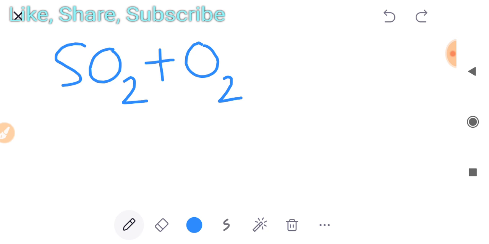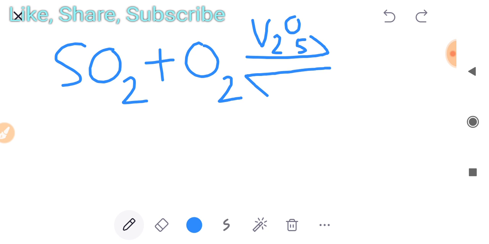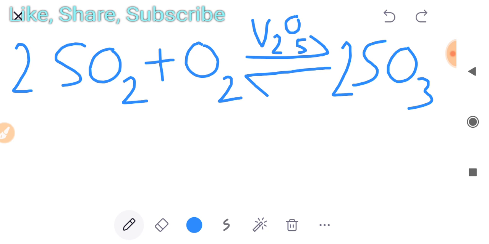So how does this reaction take place? It is a very important reaction, often asked in exams. SO2 plus oxygen in the presence of vanadium pentaoxide. Remember the name V2O5, vanadium pentaoxide, and it forms SO3. For balance, 2SO2 plus O2 gives 2SO3. So this is the reaction in which we make sulfur trioxide from sulfur dioxide.